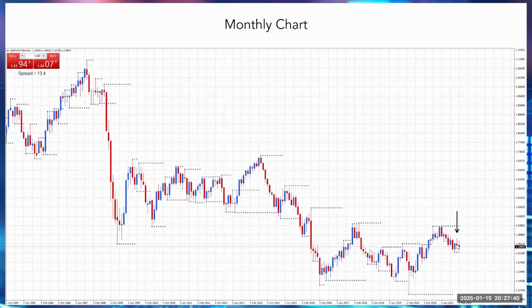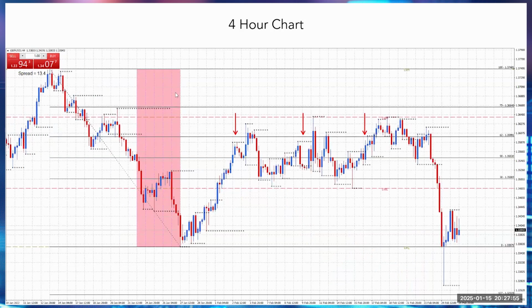So here the monthly candle's red. So I'm expecting the next month will be down. So I'm looking to sell a rally within the range of last month. There's the red pinky candle for the previous month, with Fibs drawn across the high to low range of that monthly candle.